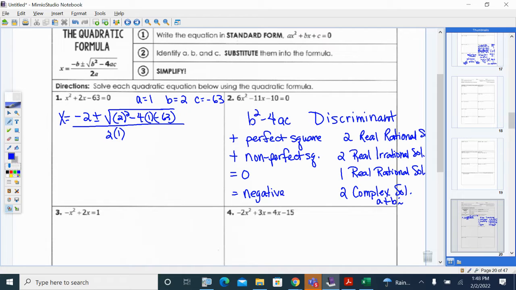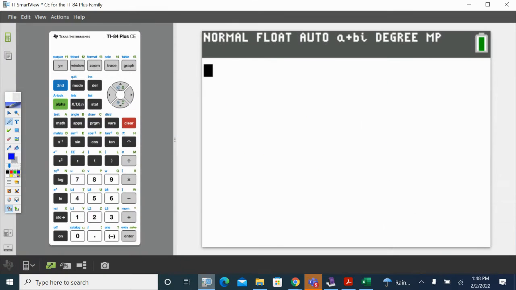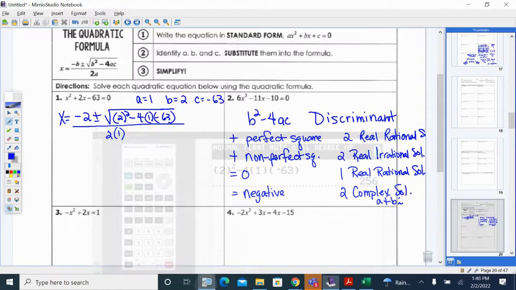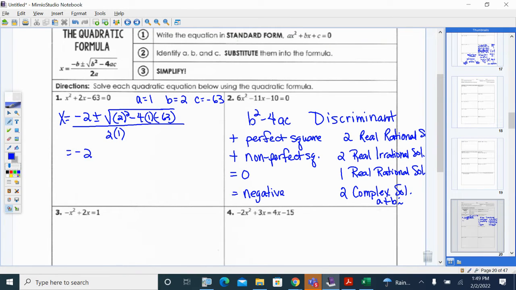So let's go back to example number 1 and find the discriminant. I'm going to do the 2 squared minus 4 times 1 times negative 63. And I'm just going to use my calculator. 2 squared minus 4 times 1 times negative 63. And I get 256. So I'm going to rewrite this as negative 2 plus or minus the square root of 256 over 2 times 1, which is 2.